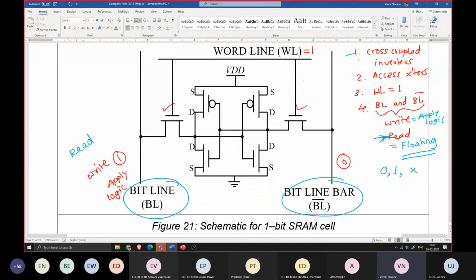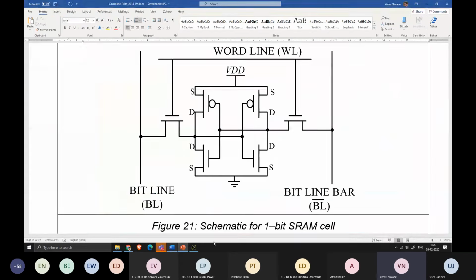Okay, so point number 1 cross coupled, point number 2 access transistor, point number 3 those can be turned on using WL is equal to 1. Point number 4, BL and BL bar lines are used for writing and reading purpose. While writing data into the SRAM cell, we have to apply the logic. While reading the data out from the SRAM cell, we have to put BL and BL bar lines in floating mode. Okay, everyone got it? These are very, very important points to perform the SRAM experiment.